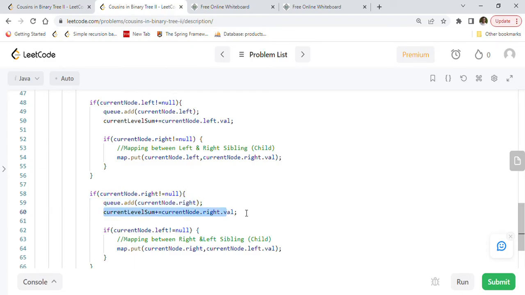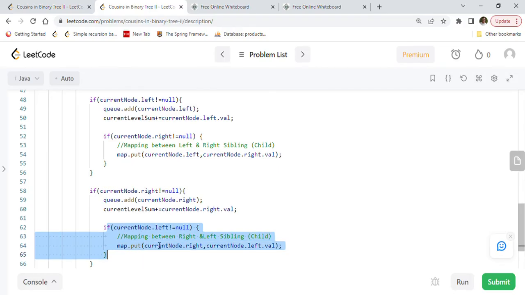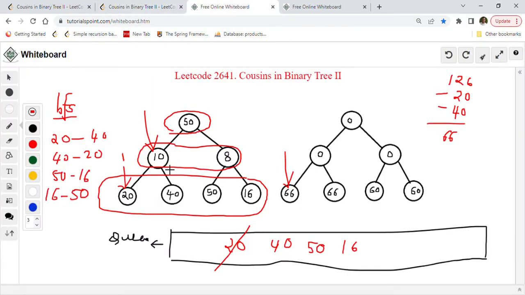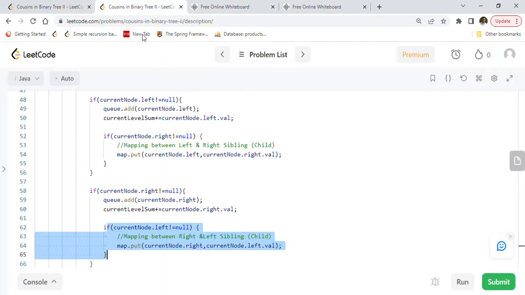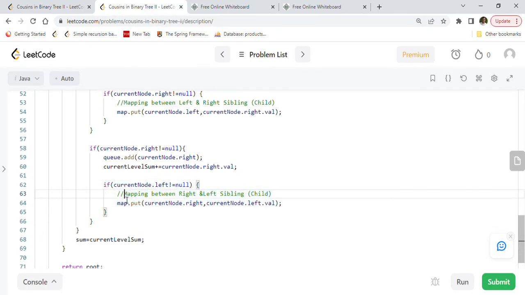You will add the value of your level into the next level sum, basically, correct? And then you will also make sure that you capture the brother relationship. It means that when you are saying that 10's child is 40 and 10's child is also 20, then 40 and 20 are also brothers, right? So it's a bi-directional relationship, right? So you have to maintain that in the map here. I also wrote the comment: mapping between right and left sibling or child.